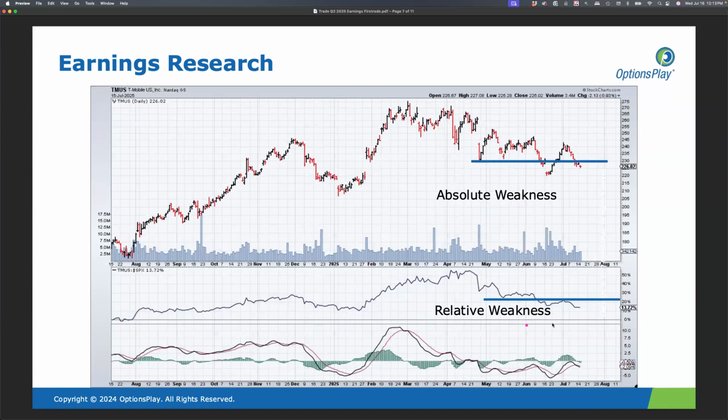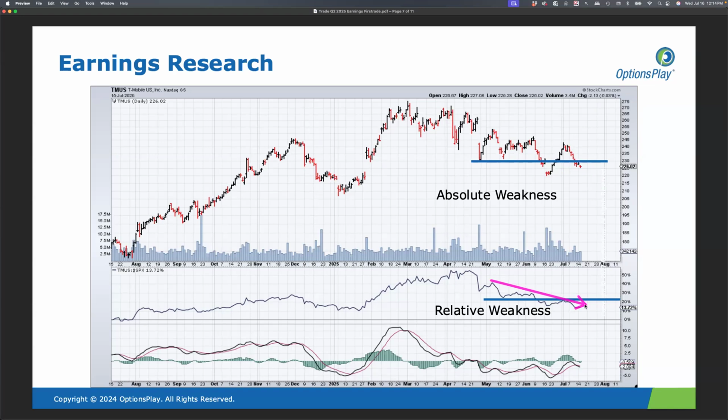Another example of this is T-Mobile, right? This is to the downside. Basically, as you can see, T-Mobile has been trending lower here for the last, call it, 4 months or so, and recently broke down below some major support levels at 230. These were levels that had held prior, but now we're breaking down below those levels, and we want to see not just it breaking lower, but we want to see relative weakness here as well.